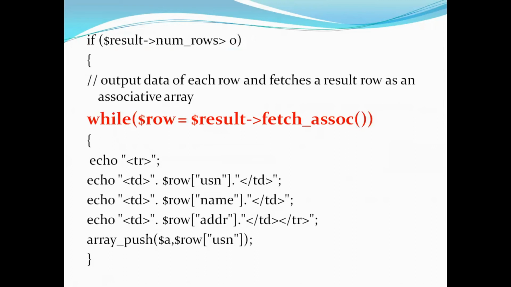Try to understand this fetch_assoc function, which fetches a row, the resultant row, as an associative array.